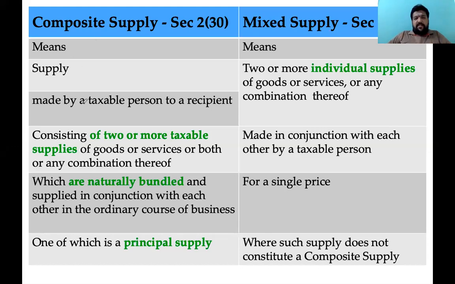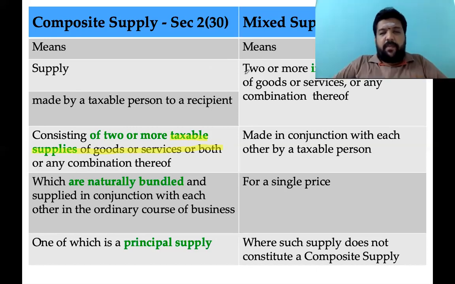Composite supply means supply made by a taxable person to a recipient consisting of two or more taxable supplies of goods or services or both. I would give you an example. With this example, you try to define whether it is a composite supply or mixed supply. Because we also now discuss the different types of supply so that we would be able to comprehend in a better way.